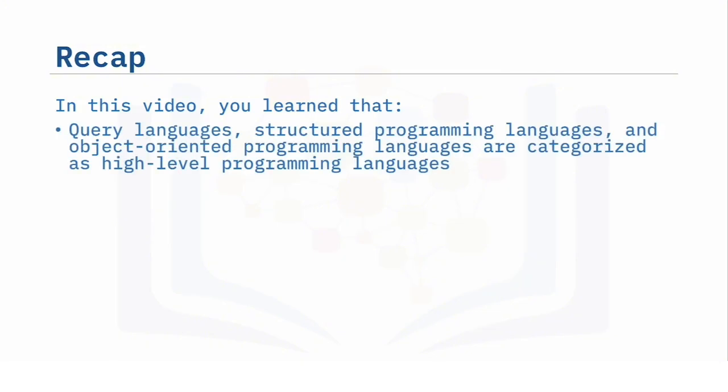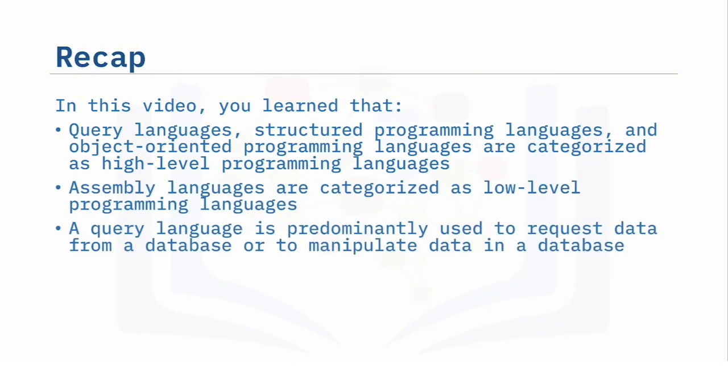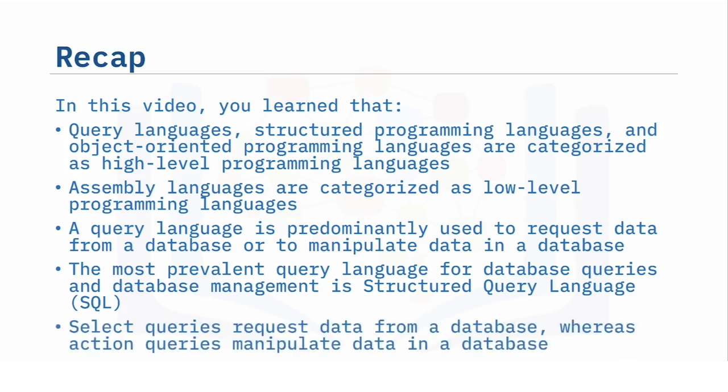In this video, you learned that query languages, structured programming languages, and object-oriented programming languages are categorized as high-level programming languages. Assembly languages are categorized as low-level programming languages. A query language is predominantly used to request data from a database or to manipulate data in a database. The most prevalent query language for database queries and database management is structured query language, or SQL. Select queries request data from a database, whereas action queries manipulate data in a database.